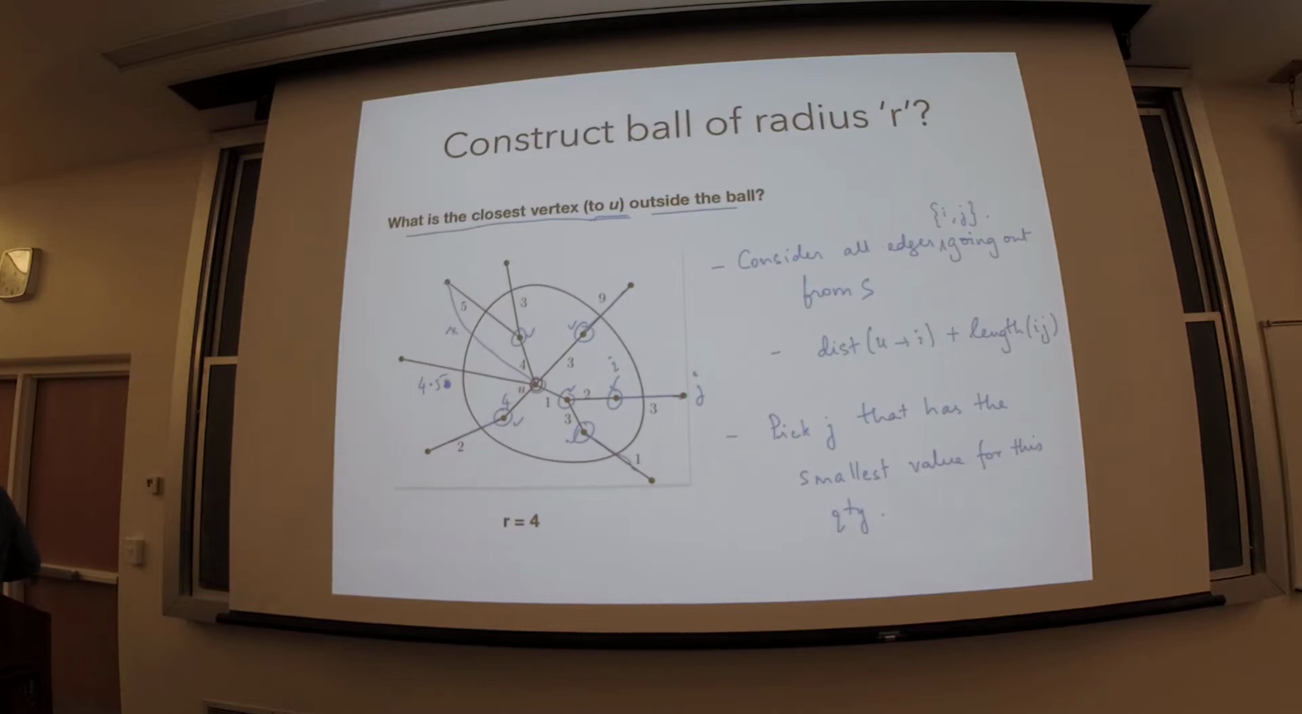Okay. So is this idea clear? That we would like to always add the closest vertex to U outside the ball. And intuitively, this is like growing the ball by the smallest possible amount, right? So as to include one more vertex. Then you grow the ball a little bit so that you include one more vertex and so on.